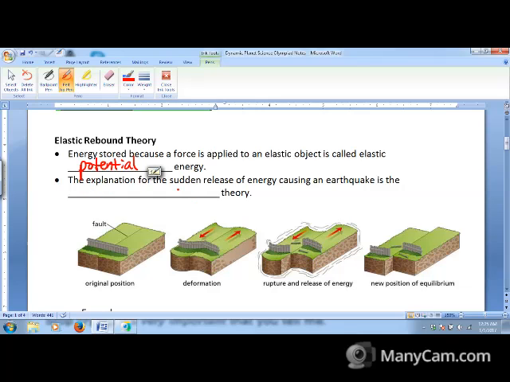So the explanation for the sudden release of energy causing an earthquake is called the elastic rebound theory. It kind of deals with the principle of elastic potential energy. This theory was discovered by H.F. Reid of Johns Hopkins, one of the schools I applied to. Sorry, H.F. Reid, no S. I don't know if you're going to need to know that name, but just in case, here it is.